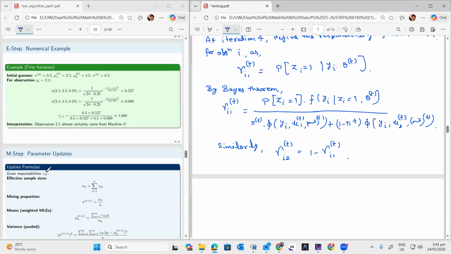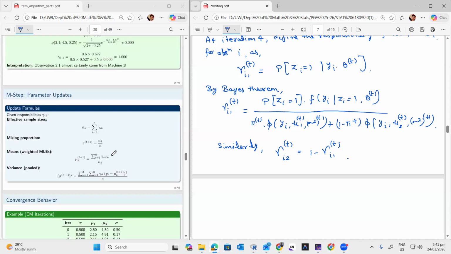After that we will go for the M step. In the M step, we are going to check the effective sample size N1. That is basically the summation over the range of I of gamma ik. The mixing proportion pi at the t plus 1 iteration will be N1 divided by N.